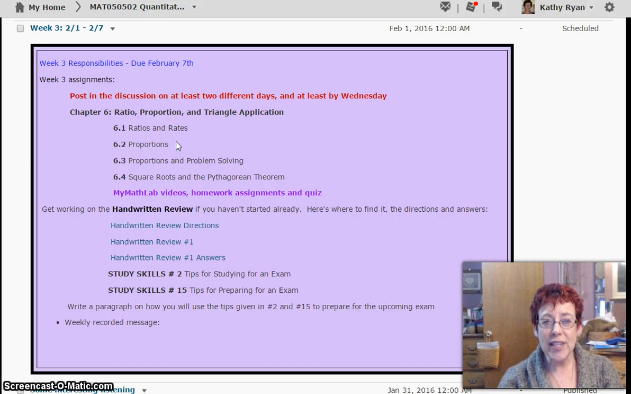And a proportion is not the same thing as a ratio. A proportion is when you have two ratios equal to each other. So I wanted to make sure that you understand that difference. It's very important.